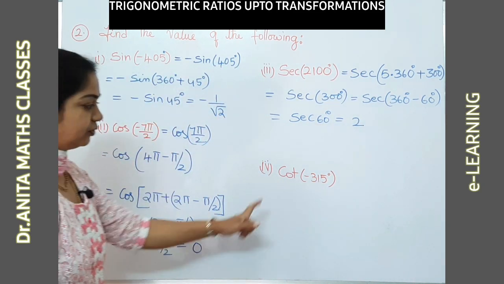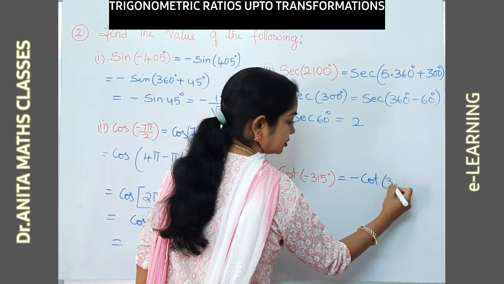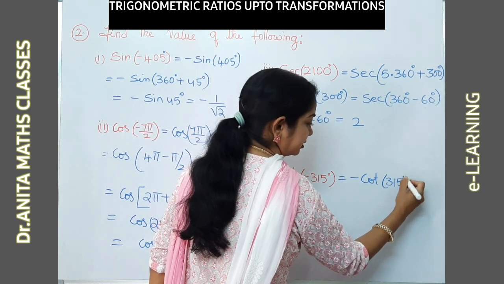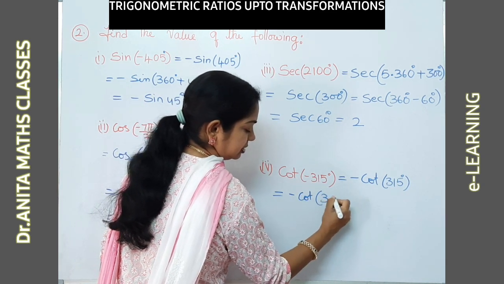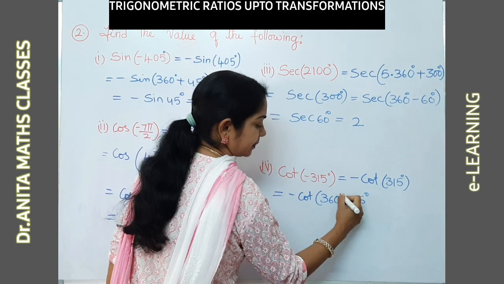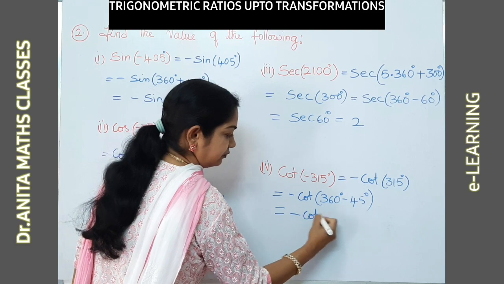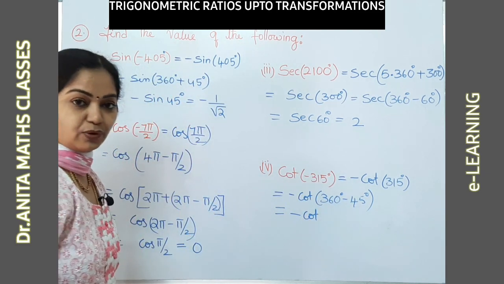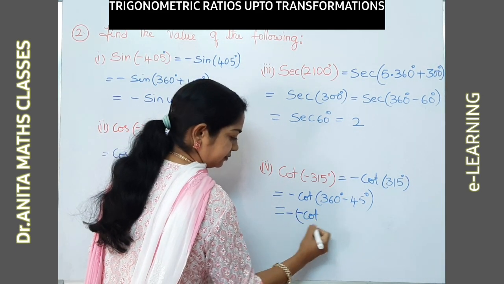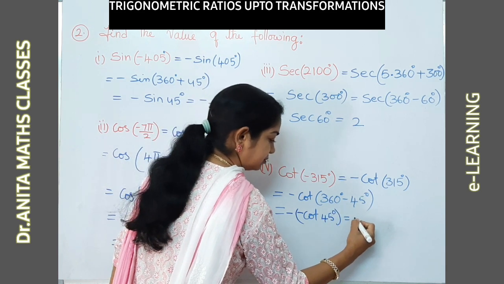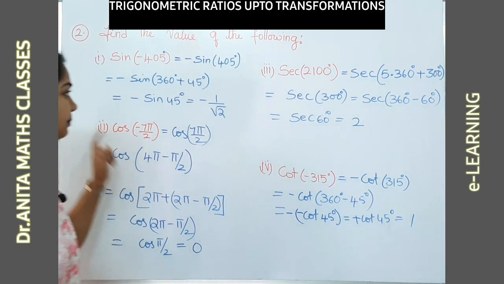And the fourth problem, cot of minus theta is minus cot theta. Minus cot theta, here it is 315. We will write 315 in the form of 360 minus 45. And this comes to minus cot of 360 minus 45. 360 minus is in the fourth quadrant. Fourth quadrant cot is negative. So here already negative and negative, cot 45 degrees. So this comes to plus cot 45. So cot 45 is 1. So 1. Please pause the video and note it down.